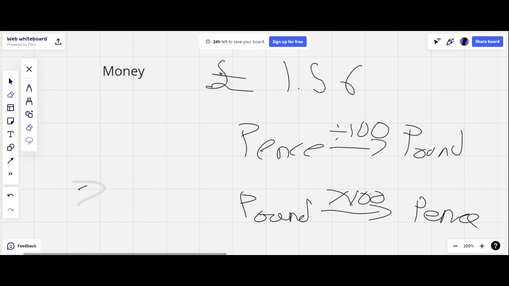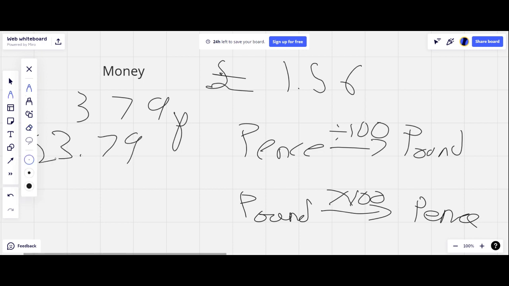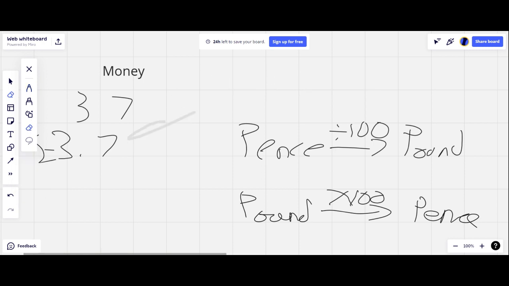Now, another question. The last one for this. 379 pence. Now, pence to pound is divide by 100 as usual. So two jumps to the right. That would be 3.79 pounds. So the answer would be £3.79. So far, so easy, isn't it?